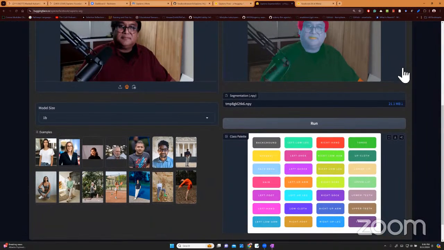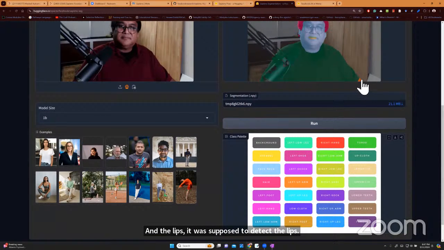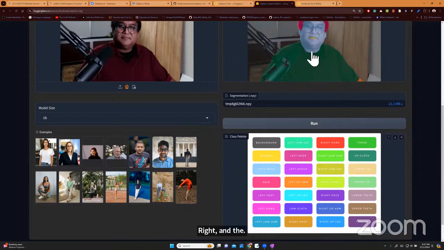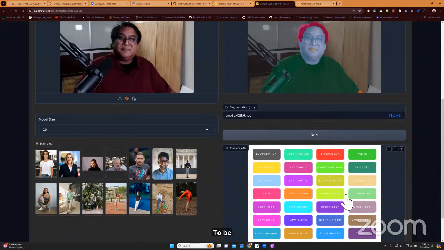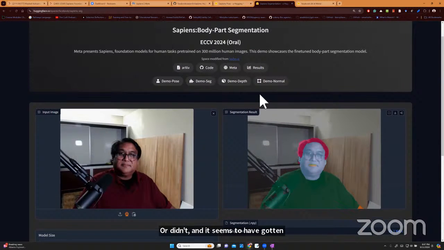Oh, look at this. Did it get the face, the lips, etc.? It seems to have gotten some parts wrong, like the cloth. It is mixing up the microphone with the t-shirt. So there is a bit of error. It got my hair quite well. And the lips, it was supposed to detect the lips. It seems to have done that. It has found my left upper arm here. That also is right. And it has gotten face and neck to be this, which also is right. The lower lip, is this color, and it seems to have gotten that one right. So there we go. It does seem to be getting it right.